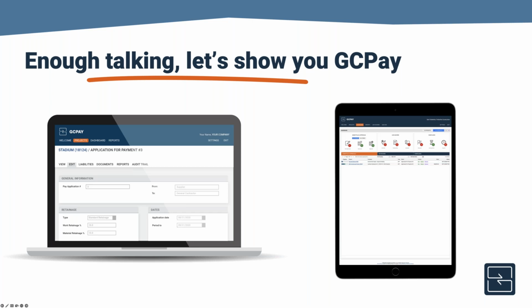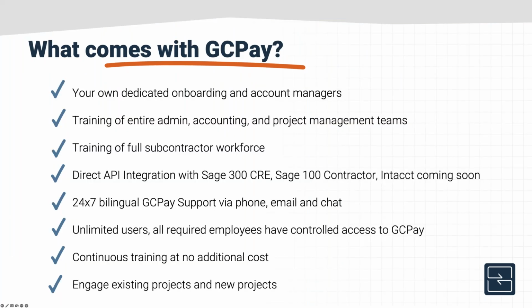So let's go ahead and talk about what comes with GCPay. So GCPay will train both you and your subcontractors. No one on your team is going to be expected to train your subs on GCPay. Our team will manage that. Your onboarding manager will assist with creating your custom lien waiver. So again, they will be ready to go in the platform by the time that you are ready to start your billing.